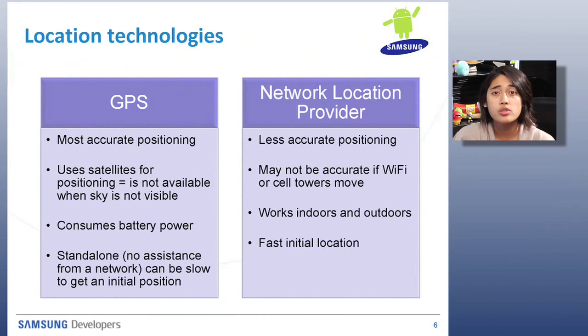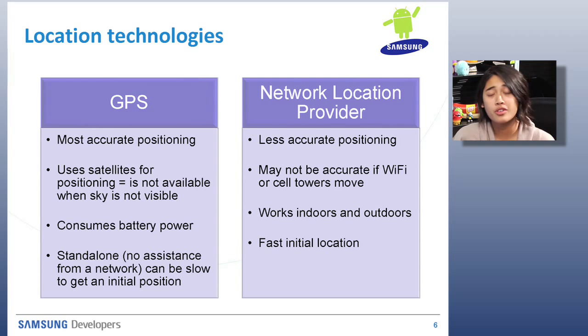As I mentioned, there's two major categories of the location provider. One is GPS, the other is going to be the network location provider. Now there's pros and cons to using both or one or the other. GPS is the most accurate of the positioning methods, but it uses satellites to determine your location.